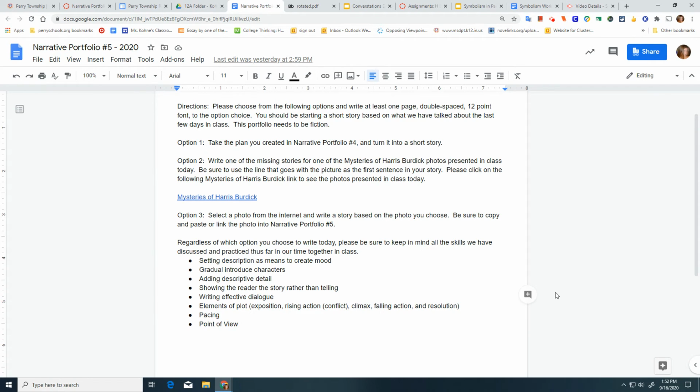Okay, those details should be gradually woven into the action of a story. Add descriptive detail. You want to show the reader the story rather than tell. We've talked about using effective dialogue. Make sure you've got your plot elements: the exposition, rising action, conflict, climax, falling action, and resolution. You want to make sure you pace your story well. And you also want to make sure you are purposeful about a point of view.